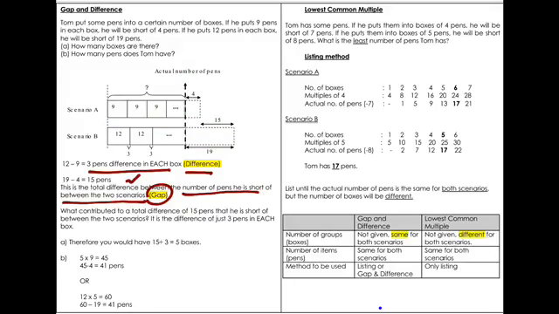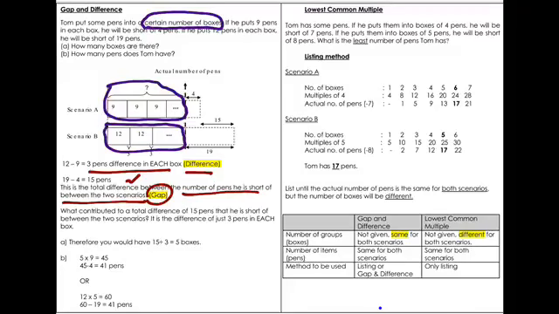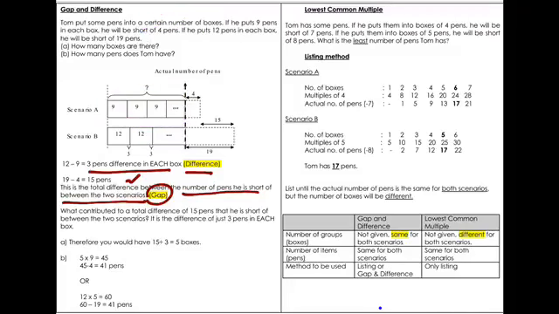Bearing in mind that the number of boxes for both scenarios is the same, because the question says that he put the pens into a certain number of boxes. Therefore, the number of boxes here for scenario A would be the same number of boxes for scenario B. So if you have put an additional 3 pens in each box in scenario B, you would have caused a total difference of 15 pens that is short of between the two scenarios.